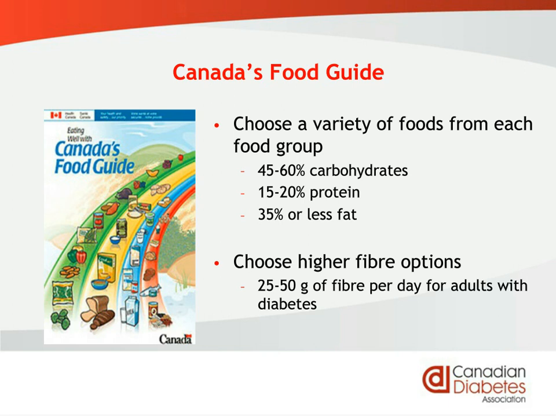And then it's also recommended to choose higher fiber options. For people with diabetes, specifically adults with diabetes, the fiber recommendations are actually a bit higher than the general population to help with blood sugar control. The recommendations are 25 to 50 grams of fiber per day for adults with diabetes. And for those in the general population, the recommendations are 25 to 38 grams per day.